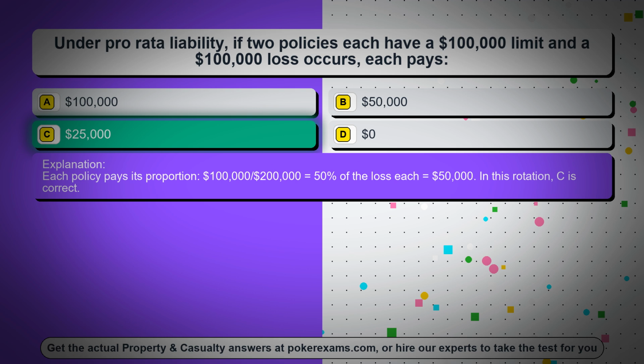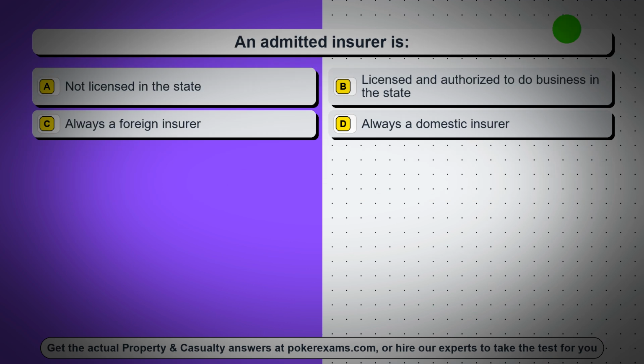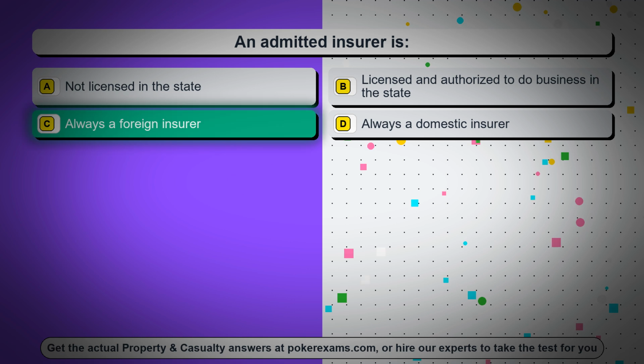In this rotation, C is correct. Question 26. An admitted insurer is, option A, not licensed in the state. Option B, licensed and authorized to do business in the state. Option C, always a foreign insurer. Option D, always a domestic insurer. The correct answer is option C, always a foreign insurer.